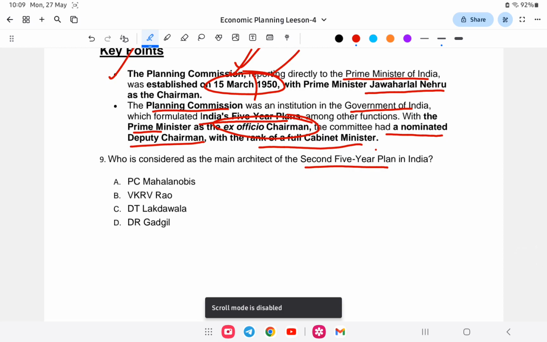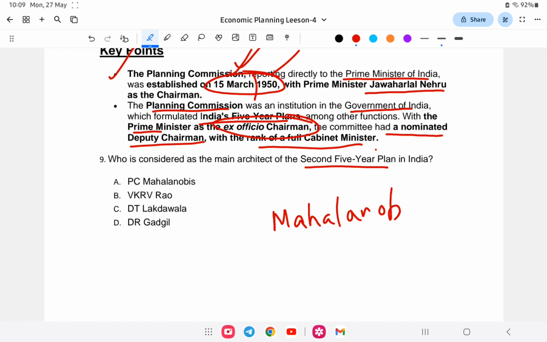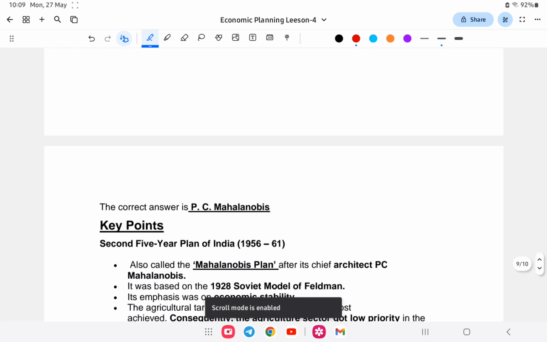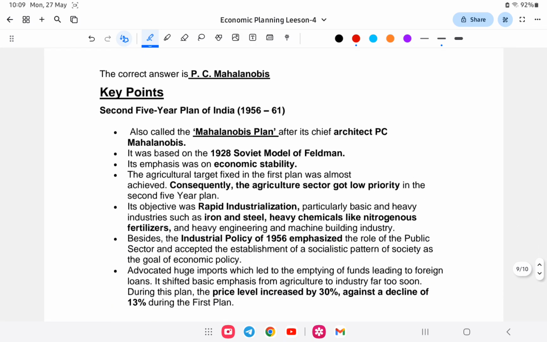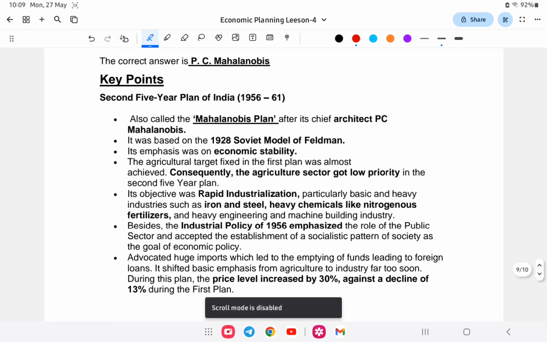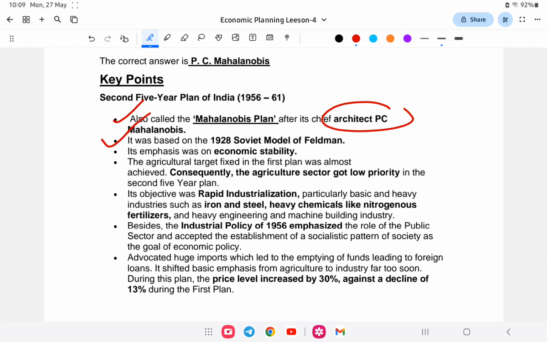The second 5-year plan is also called the Mahalanobis model. So it is Mr. Prashanta Chandra Mahalanobis, PC Mahalanobis. So let us study about the second 5-year plan, also called the Mahalanobis model after PC Mahalanobis, and it is based on the 1928 Soviet model of Feldman. It emphasizes economic stability, and the main focus is industry. Consequently, the agri sector got low priority.